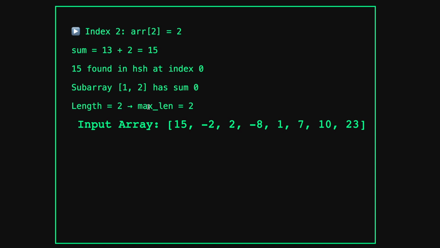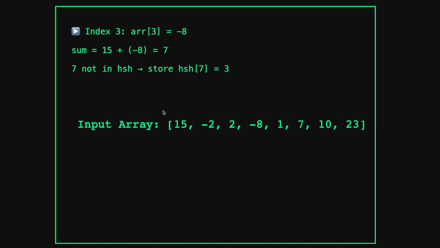Which is actually greater than the current value of the max length, which is 0 right now because we have initialized it to 0. So that means the new maximum length will now become equal to 2, so we will reassign maximum length to 2. Now we will move to the next index, which is 3. Now we get -8, so the sum will become 7 now. Now 7 is again not in the hash map, so we will store 7 in the hash map with the index equal to 3.